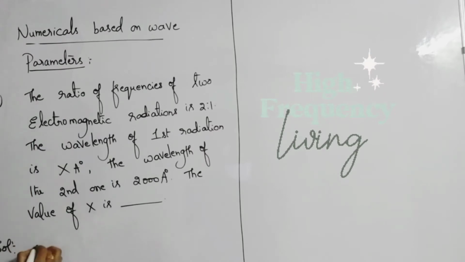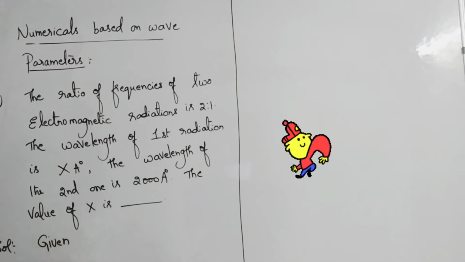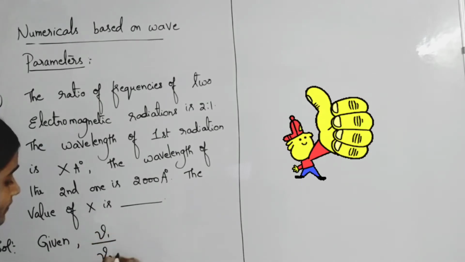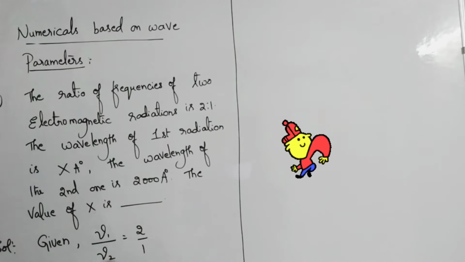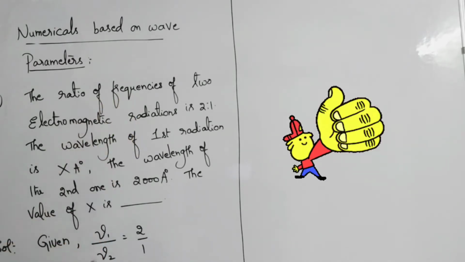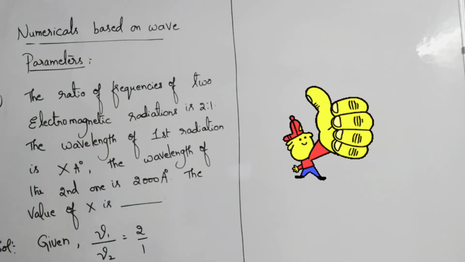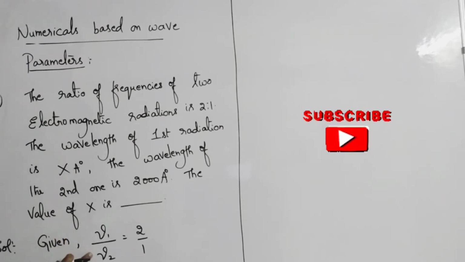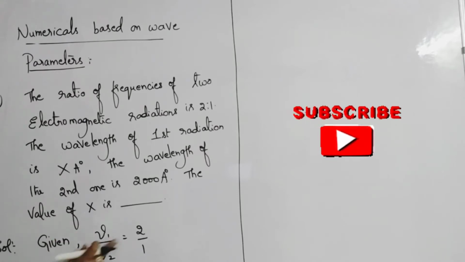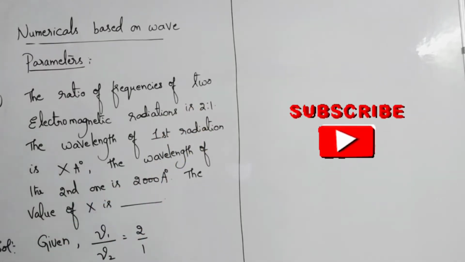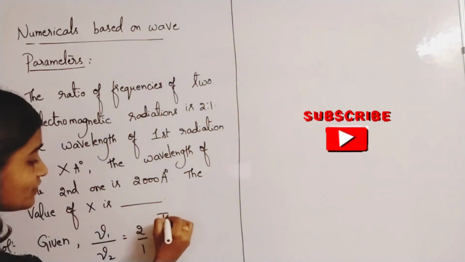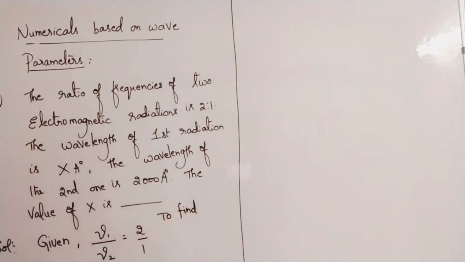What is given to you? Given nu 1 by nu 2 is equal to 2 by 1. The frequencies nu 1 and nu 2 of two electromagnetic radiations are given. Nu 1 is to nu 2 is given as 2:1. Now what do we have to find? We have to find lambda 1 by lambda 2.